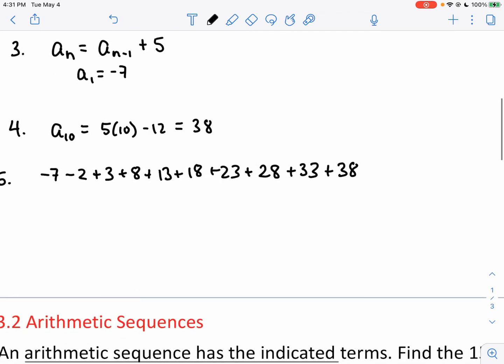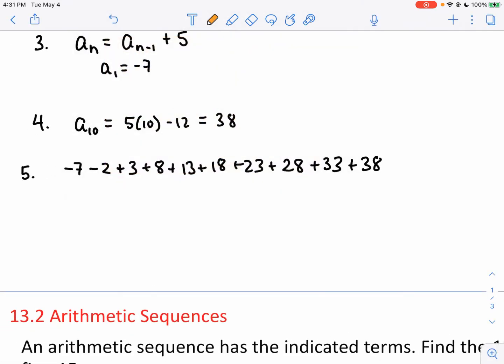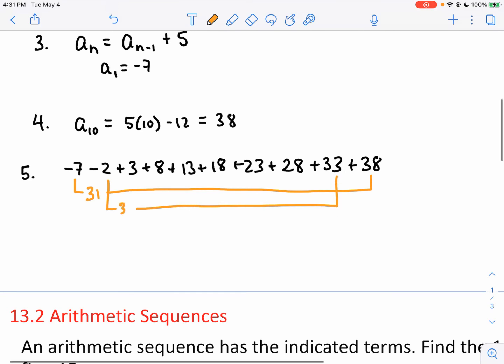Now, it turns out with arithmetic sequences, there's a clever way to go about doing this. If you add the first and last, you will get a certain number. Negative 7 plus 38 is 31. So I'll put that 31 right there. If you add the second and second to last, negative 2 plus 33 is also 31. If you add the third and third to last, we also get 31. 3 plus 28, etc. Notice how many 31s we can get.